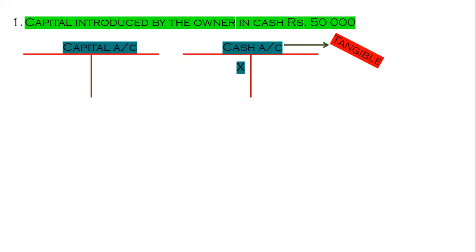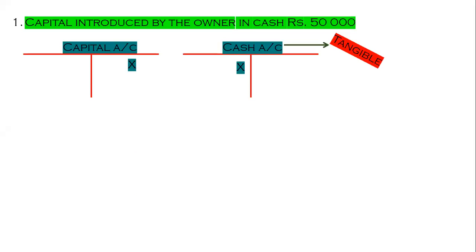Is that clear? My dear students, any doubt? Yes or no? Tangibles are received, cash account debit, and automatically the capital account goes to the credit side. When we write the double entry, you have to write the debit first.